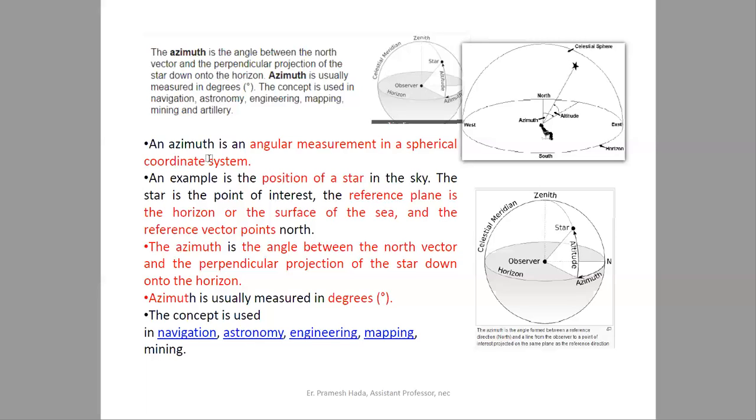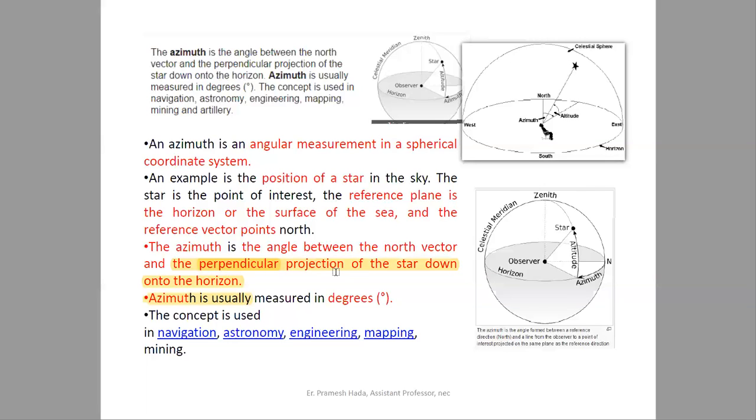Now, azimuth is the angle between the north vector and the perpendicular projection of the star into the horizon.